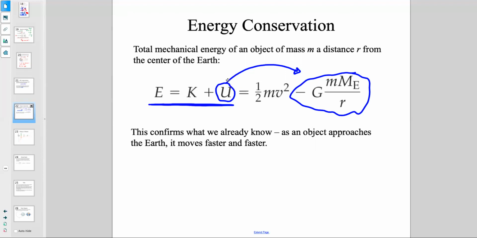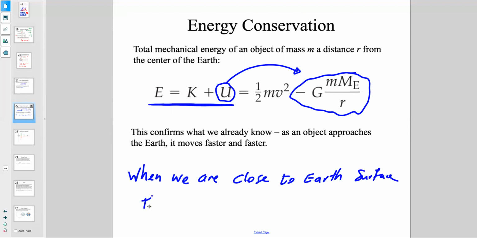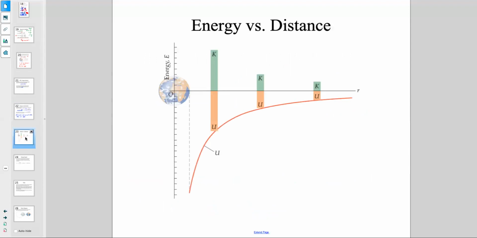When we are close to Earth's surface, one more time, then this U is mgh. This confirms what we already know. As an object approaches the Earth, it moves faster and faster. That is correct.